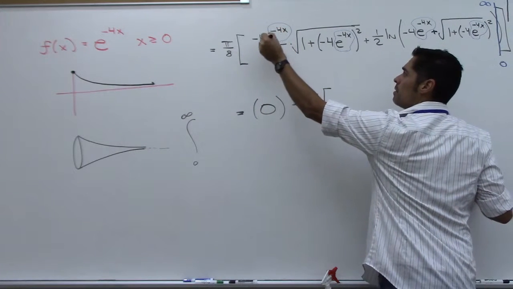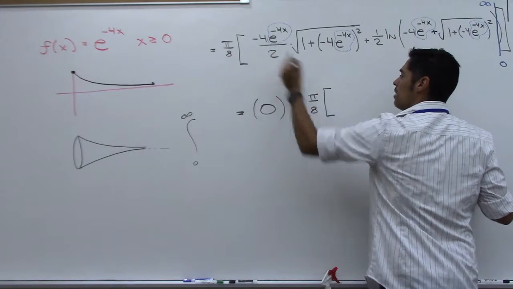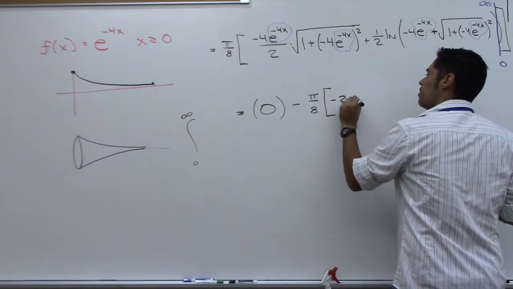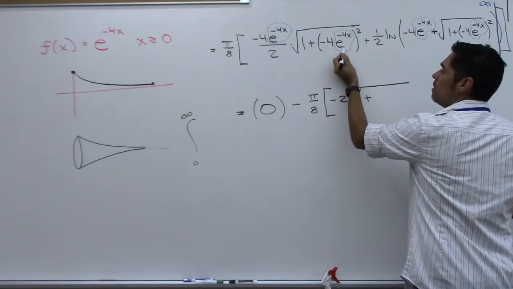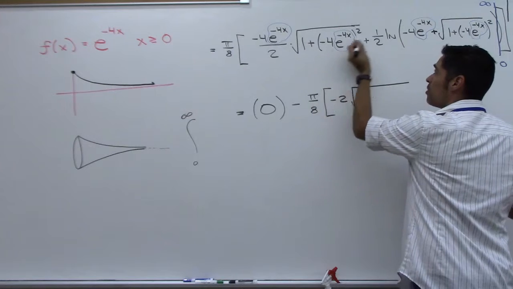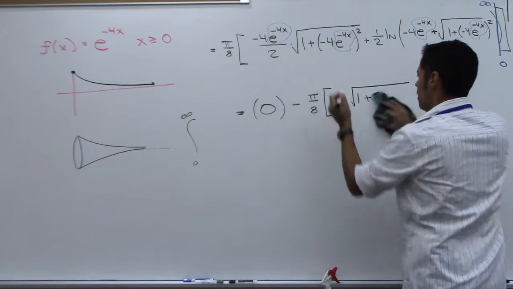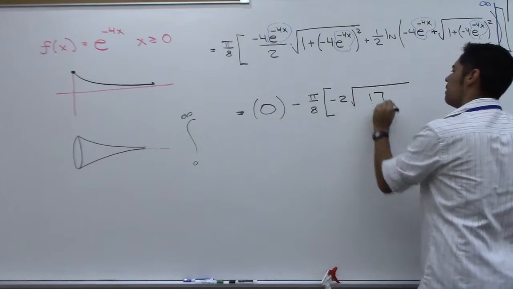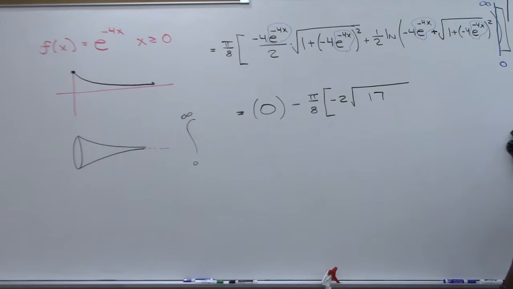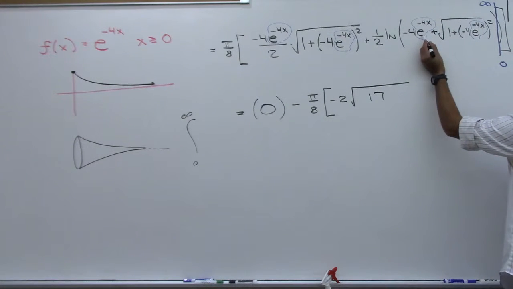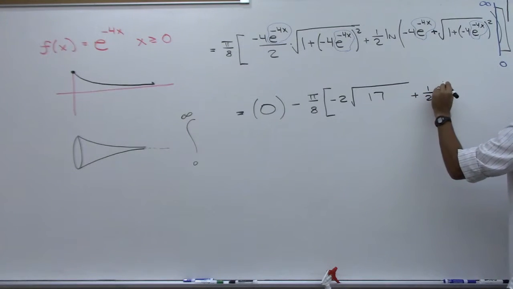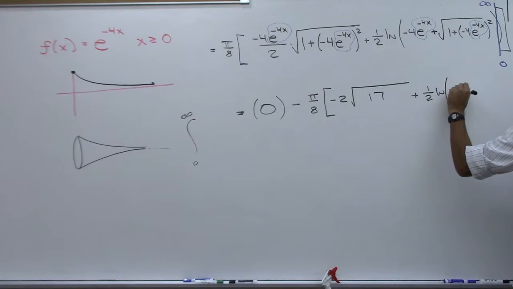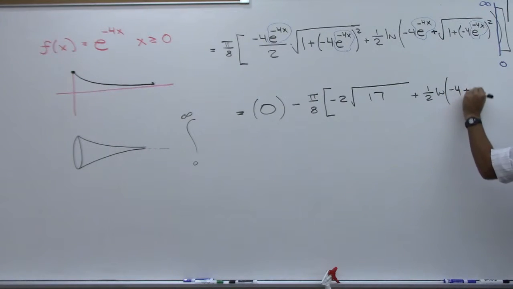This is a 1 times negative 4 over 2, that's negative 2. Square root, 1 plus, that's a 1. 1 times negative 4 is negative 4 squared, 16. Let me do that, 16 plus 1, root 17. And then we have, that's going to be a 1, negative 4, so plus 1/2 natural log of negative 4. And then this right here, go through it again, is plus root 17. Close it off.